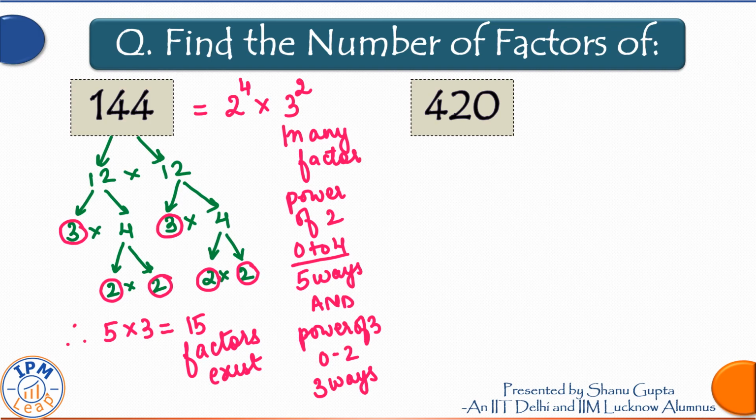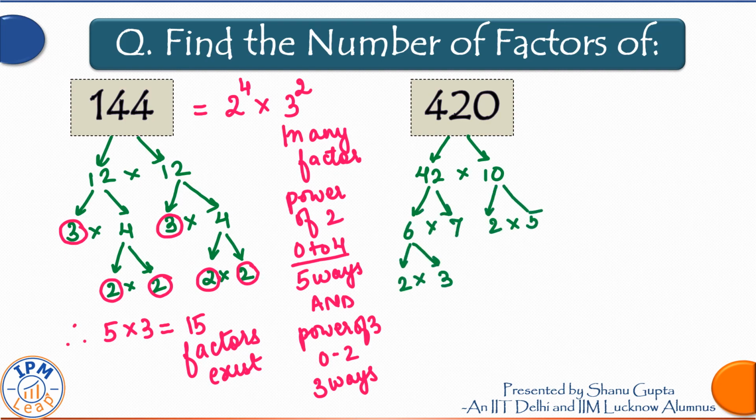Next number is 420. 420 is 42 into 10. Further, 42 can be written as 6 into 7 and 6 can be broken down as 2 into 3. Over here, 10 can be written as 2 into 5. Now we have all primes on the end nodes, the encircled ones. So 420 is equal to 2 raised to the power of 2 into 3 raised to the power of 1 into 5 raised to the power of 1 into 7 raised to the power of 1.